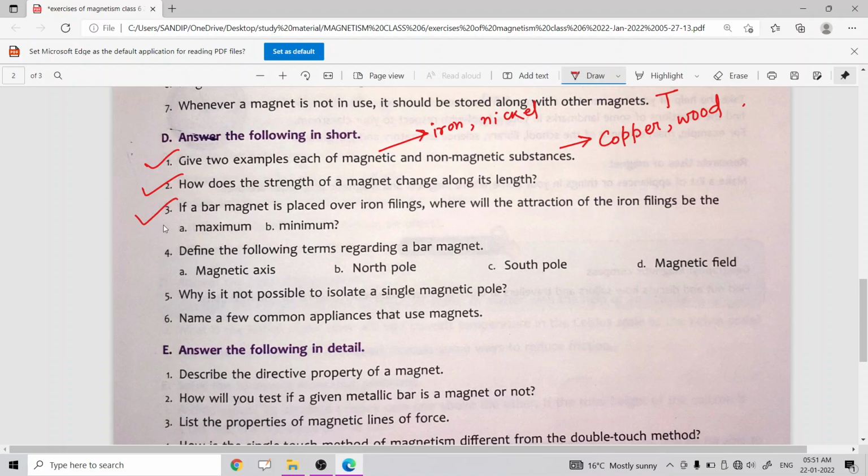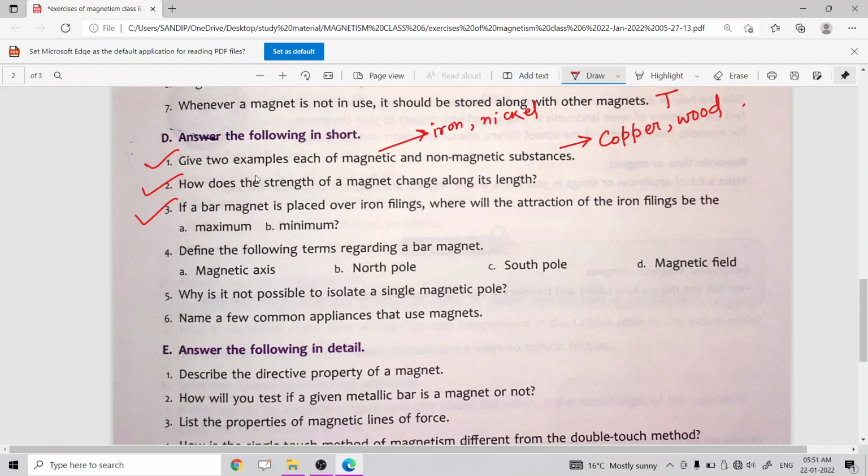Now question number 3: if a bar magnet is placed over iron filings, where will the attraction of the iron filings be the maximum and minimum?